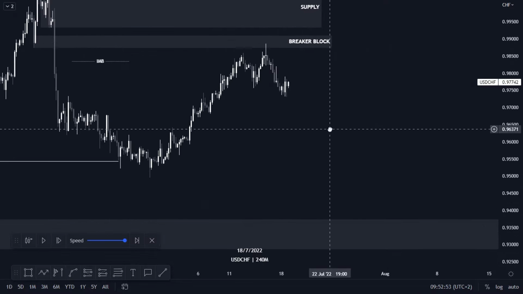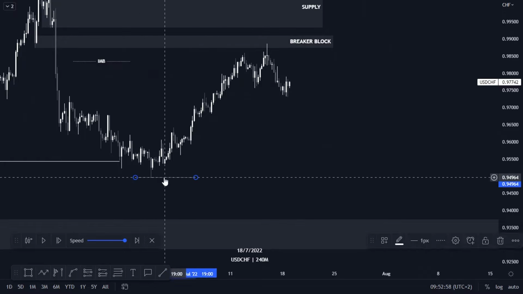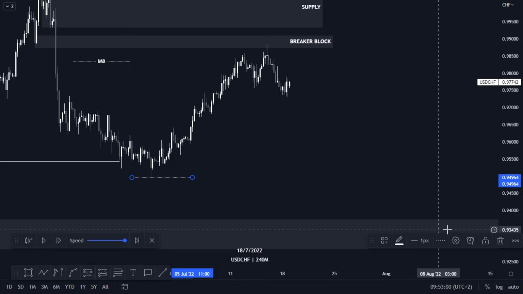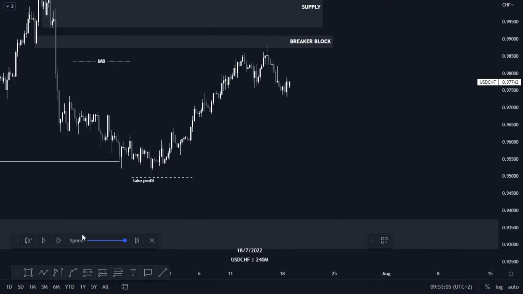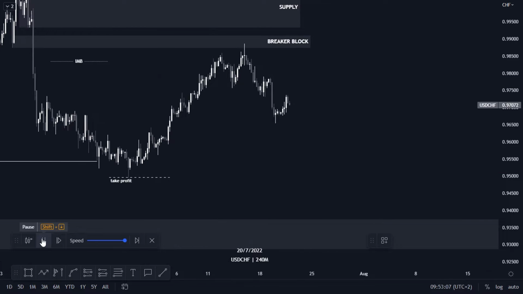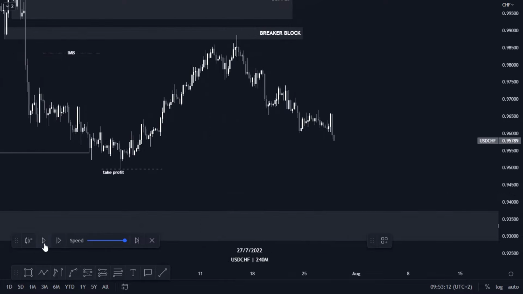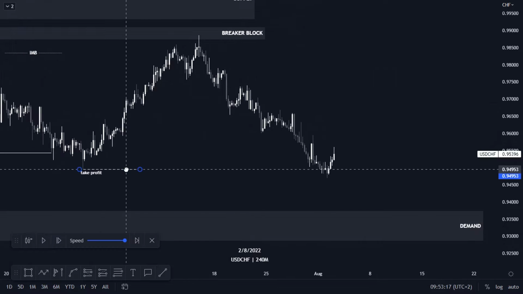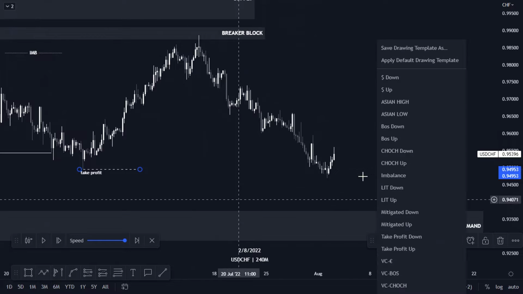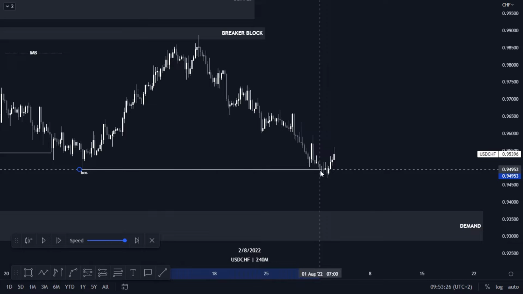So our initial take profit for this breaker block will be at this low here. Let's see price pushing to the downside. Okay, ladies and gentlemen, as you can see, this low has been violated, meaning this here is going to be our break of structure.